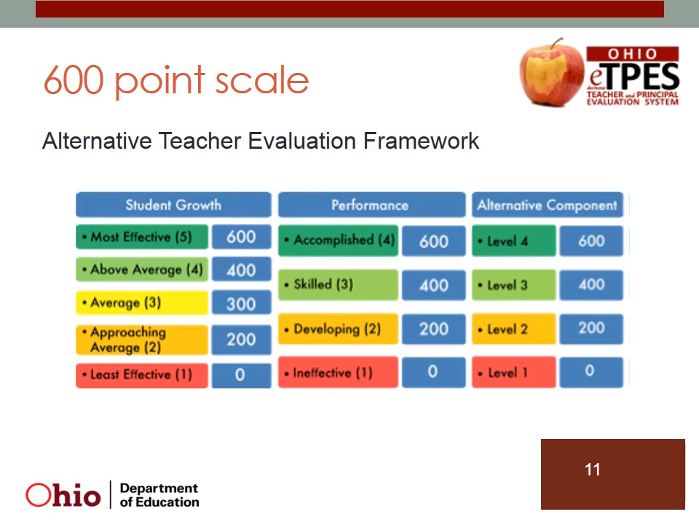The 600-point scale provides advantages. It accommodates both the 1 through 4 and the 1 through 5 rating ladders used as inputs in the evaluation system, as well as allowing for minimal use of decimals in the summative ratings.